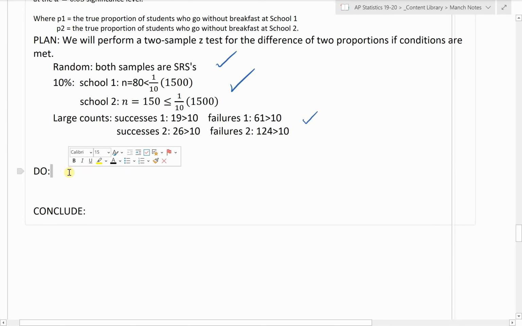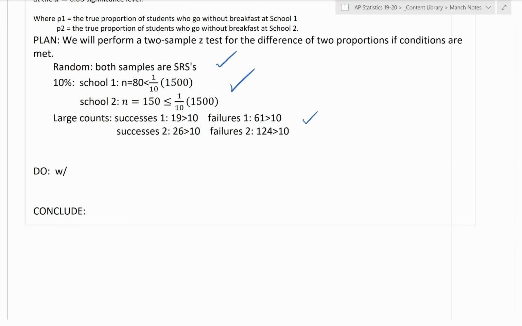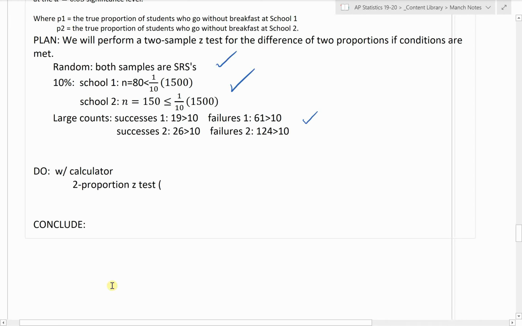the actual test. So in the do step, I'm going to go ahead and use the calculator, save us some time. We should indicate that we're using the calculator and indicate the test. What's more important even than saying that we're using the calculator is to indicate specifically the test that we're going to do. We're doing a 2-sample or 2-proportion z-test. If you're using proportions, you should say proportions instead of samples, just to be clear. 2-proportion z-test. And then we'll indicate the things that the calculator asks us for.